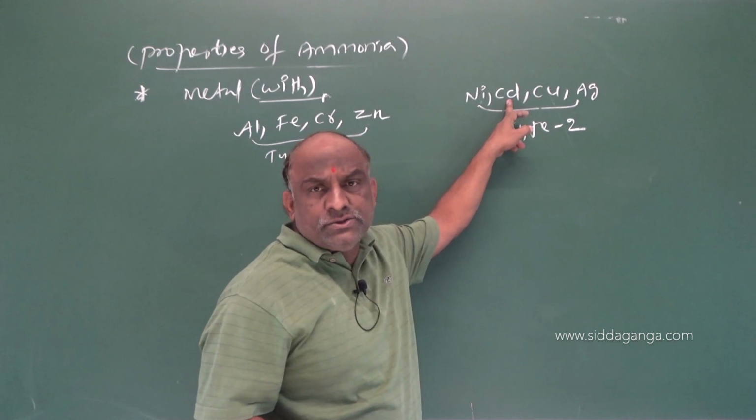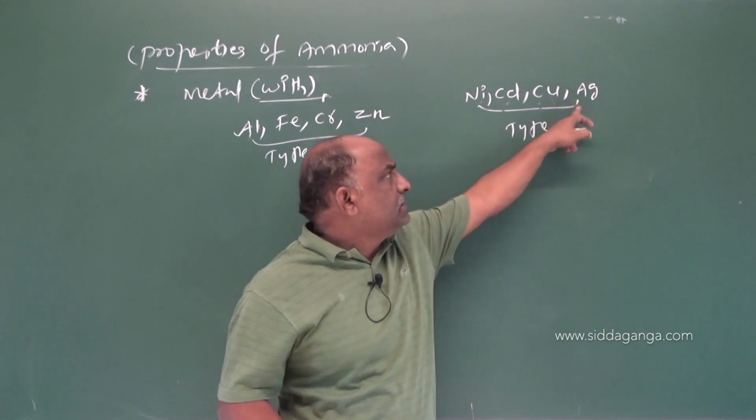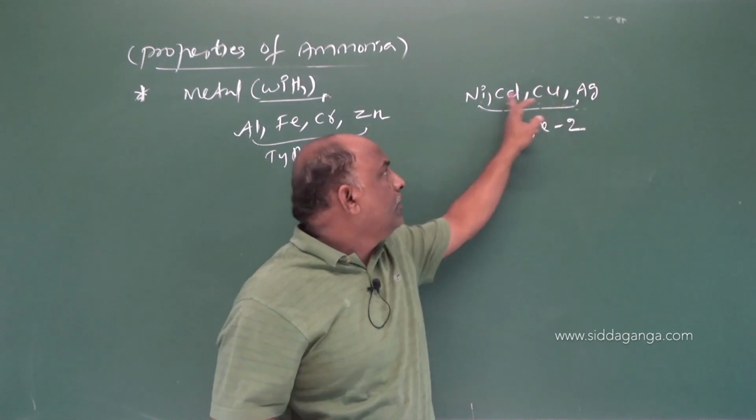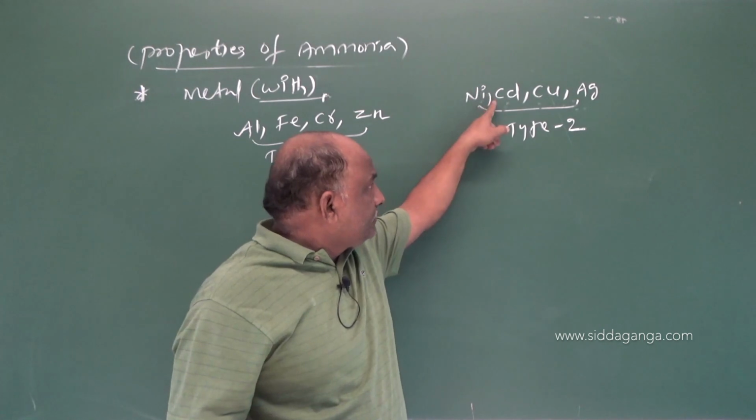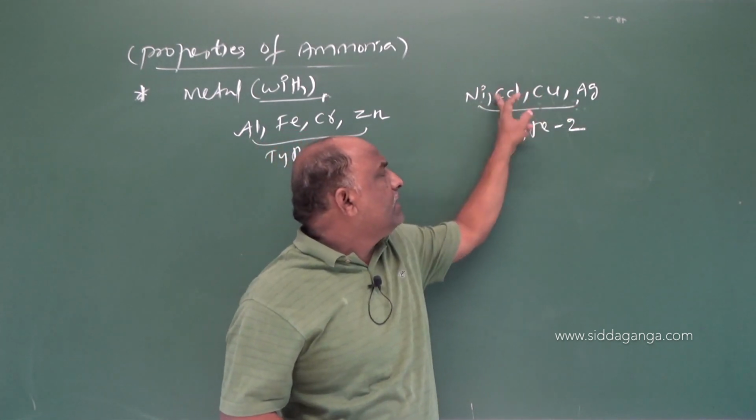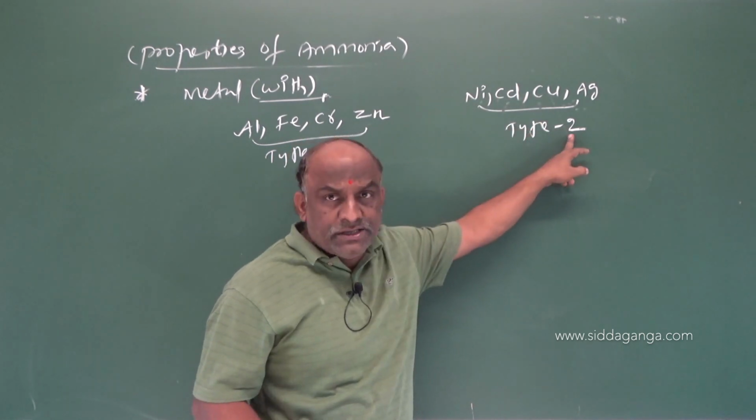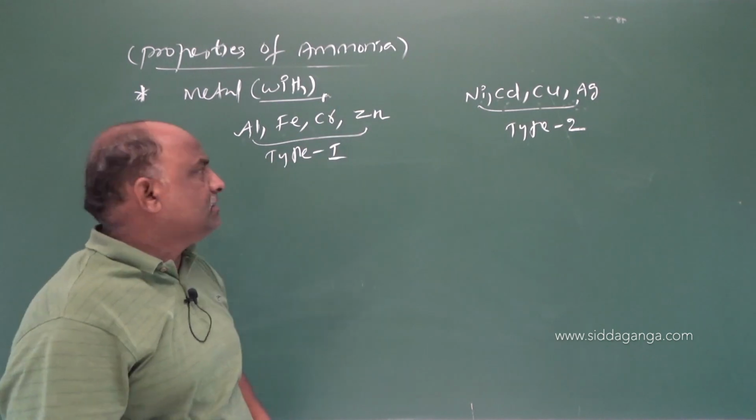Nickel, cadmium belong to the same group. Copper, silver also belong to the same group. Copper, silver, gold, 1B group. Nickel, cadmium, mercury, this also belongs to the d-block elements. Clear? So copper, silver, nickel, cadmium are type 2 reactions, and aluminum, iron, chromium, zinc are type 1 reactions.